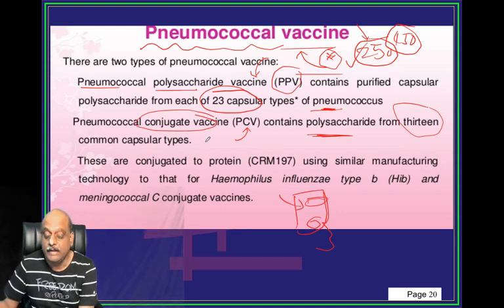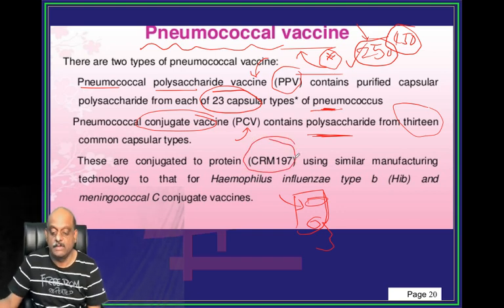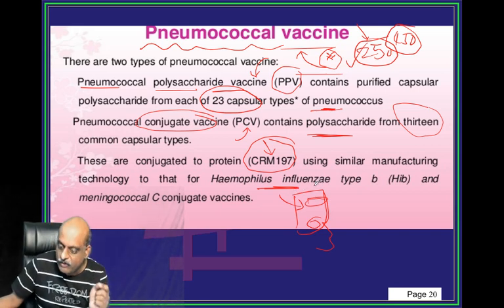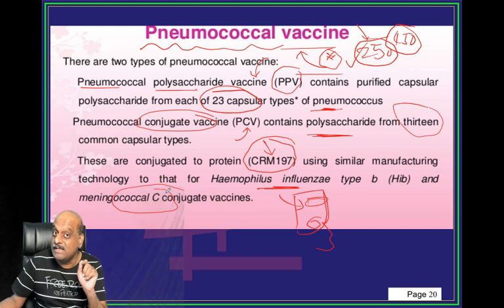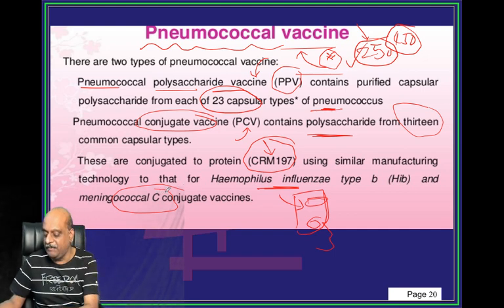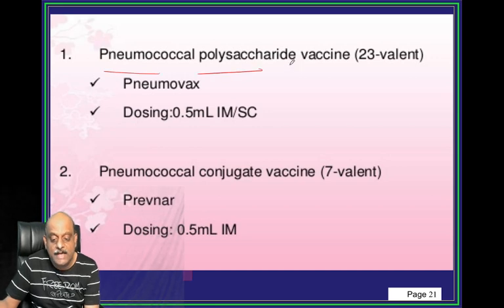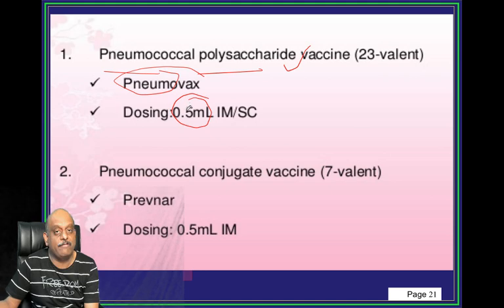So these are conjugated to protein CRM197, and a similar technology is used for creating the Haemophilus influenzae type B conjugate vaccine and the meningococcal C conjugate vaccine, the same technique. So the pneumococcal polysaccharide vaccine, Pneumovax, dosage 0.5 ml, IM or subcutaneous.